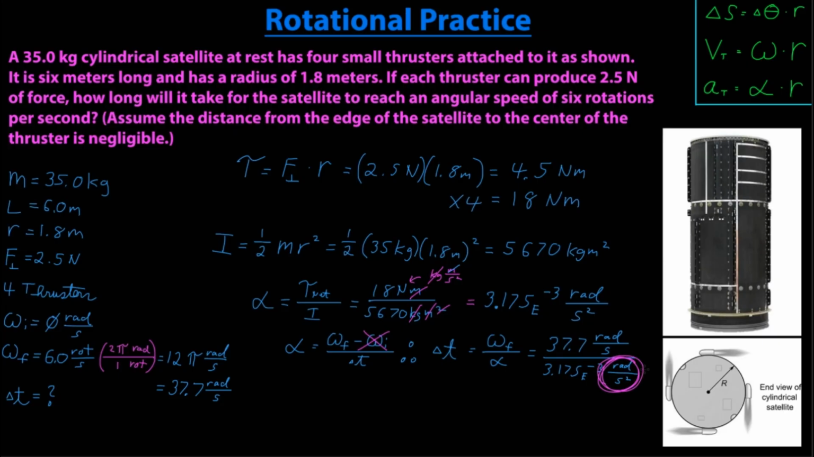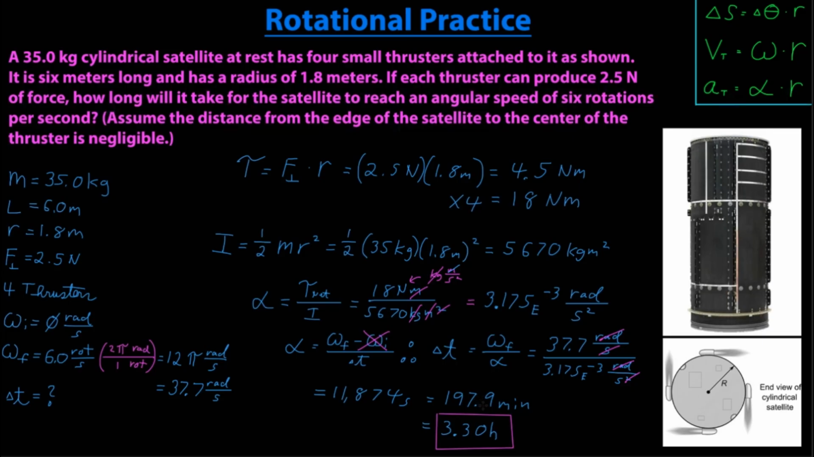This unit is a fraction in the denominator, so it is going to flip, which means radians is going to cancel, and one of these seconds is going to cancel, and this last second is going to end up on top. That will give me 11,874 seconds. If I divide by 60, that's 197.9 minutes. And if I divide by 60 again, that's about 3.30 hours.